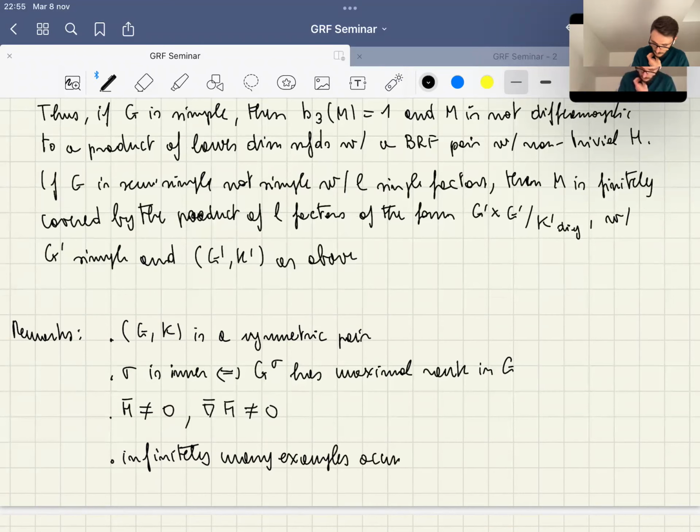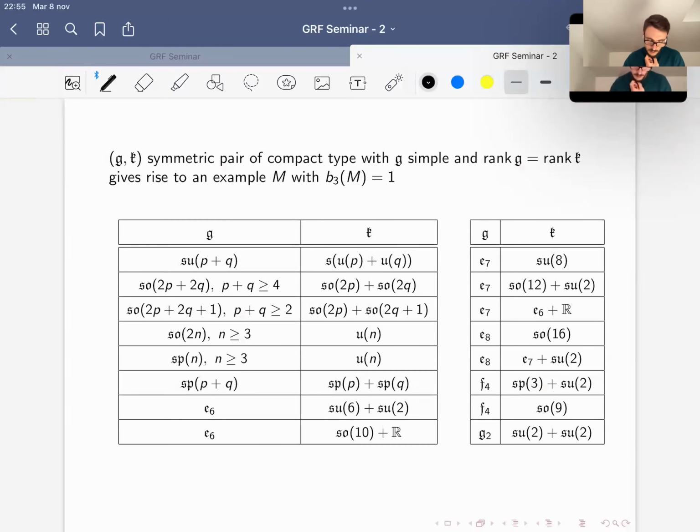infinitely many examples occur from this construction. In particular, let me switch for a moment to this table here. If we start with a symmetric pair of compact type with the algebra g that is simple, and the rank of the subalgebra k equal to the rank of g, then we get an example that, as I said before, since the group is simple, has third Betti number equal to 1, and we obtain examples for all these choices of pairs g and k that I reported here. So you consider the table of all Riemannian symmetric spaces, and you find which are those pairs where the rank of the algebra g equals the rank of the isotropy subalgebra k.